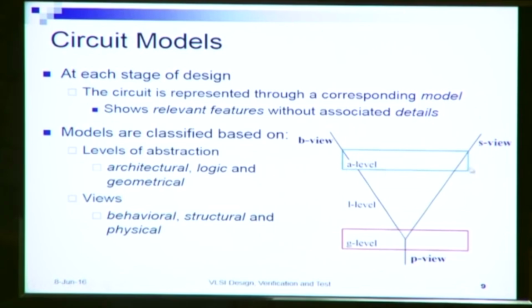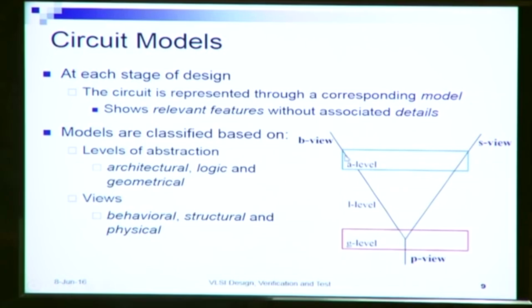So this is the architectural level model, this is the logic level model, and this is the geometric or physical level model, the geometric level model. And in each of these levels, there can be multiple views. For example, the architectural level has the behavioral view and the structural view on this side. So views, we said, are of three types here: the behavioral view, the structural view, and the physical view.